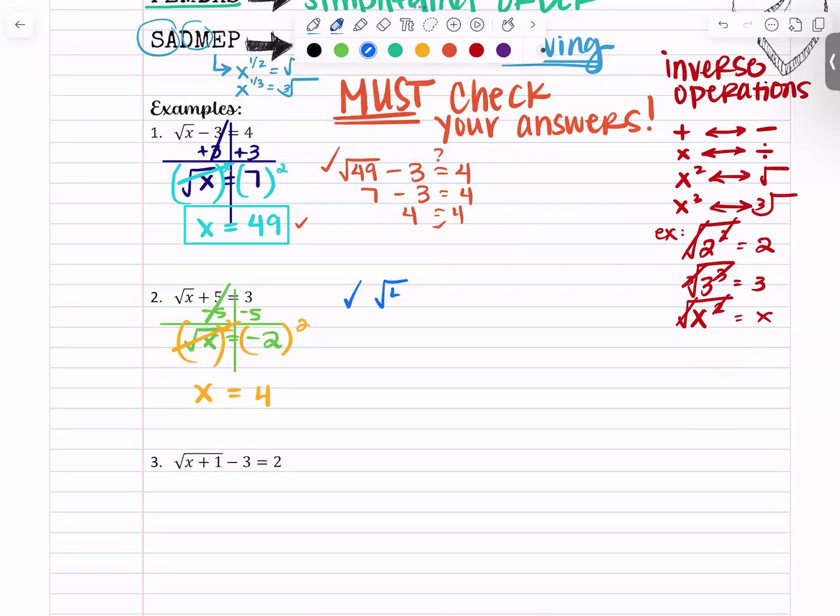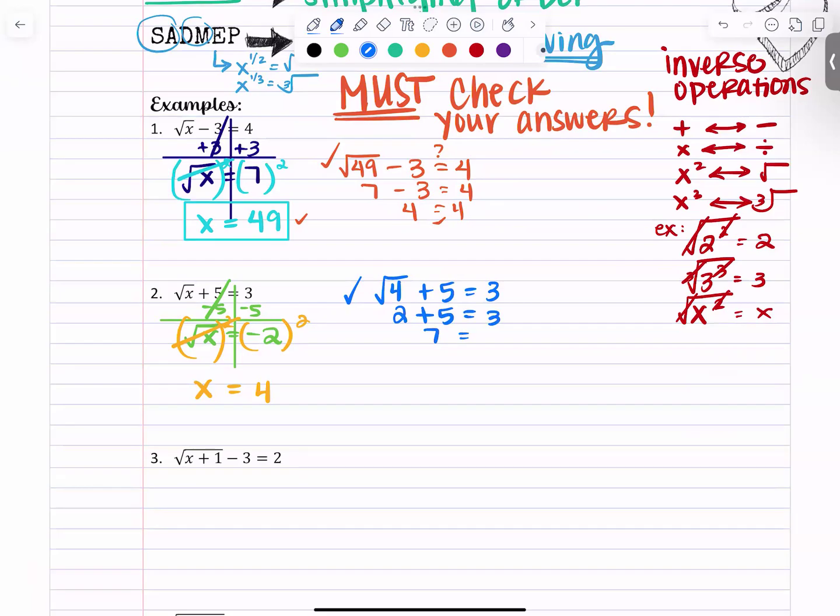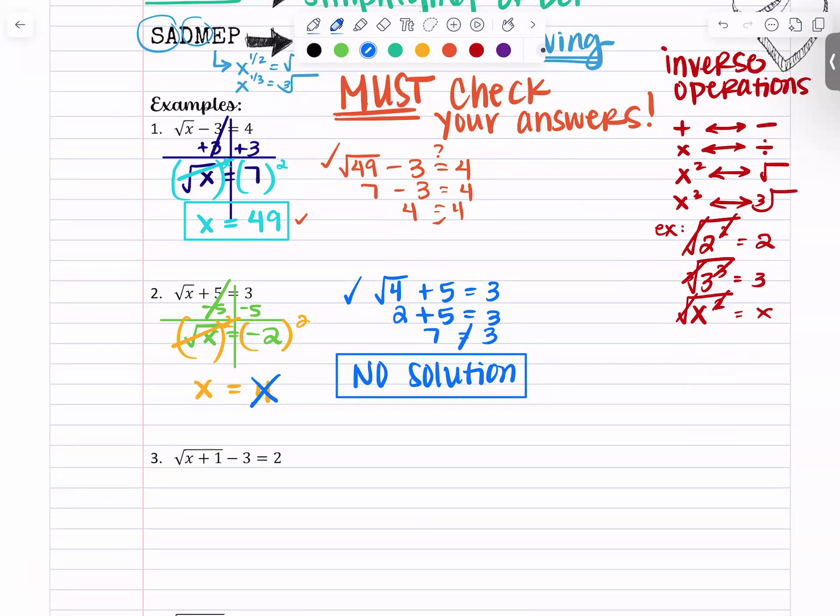The square root of 4 plus 5, does that equal 3? Well, square root of 4 is 2. And 2 plus 5 does not equal 3 because it's 7. And 7 does not equal 3. So this does not work. And in actuality, you have no solution. So that means there is no value of x that's going to work. There is nothing that square rooted plus 5 would equal 3. It's just not possible. So there's no solution.